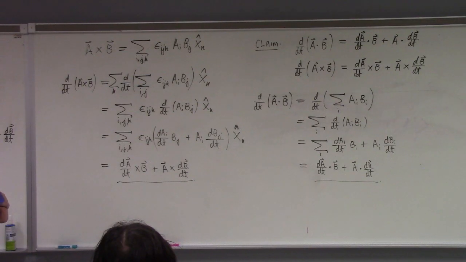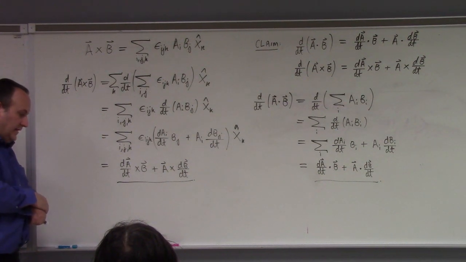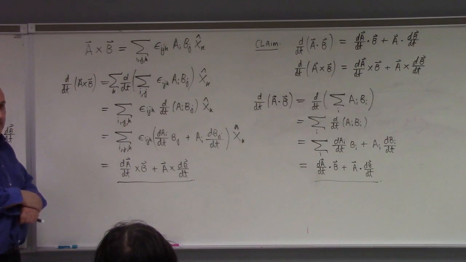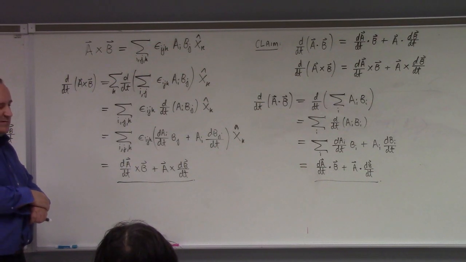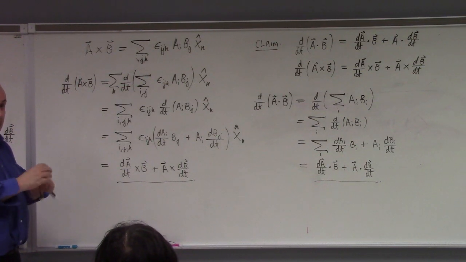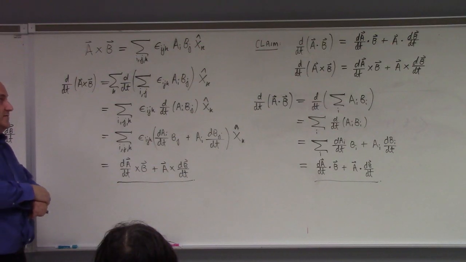So by definition, epsilon_ijk is only non-zero for 1, 2, 3, 2, 3, 1, and 3, 1, 2. Those are all 1. And then epsilon_321 and the other two, those are minus 1. So those are non-zero. There are 6 non-zero values. The other 21 of those are 0 by definition. So your epsilon_111 is just 0.